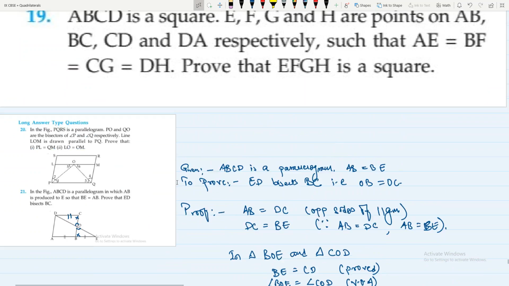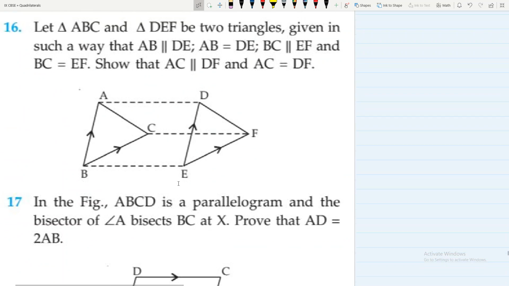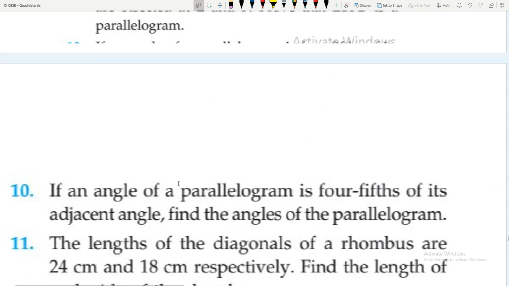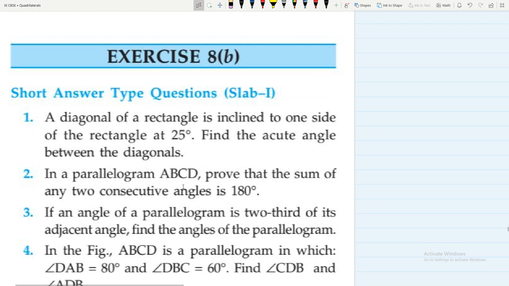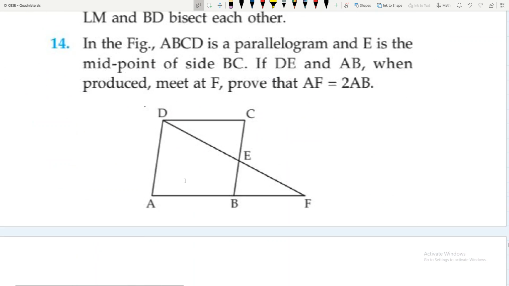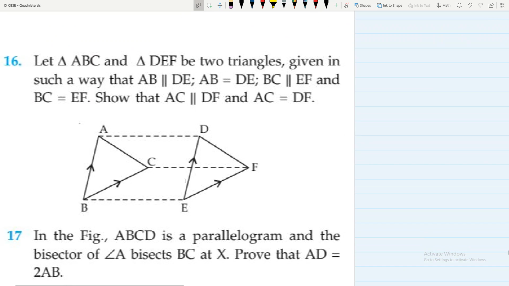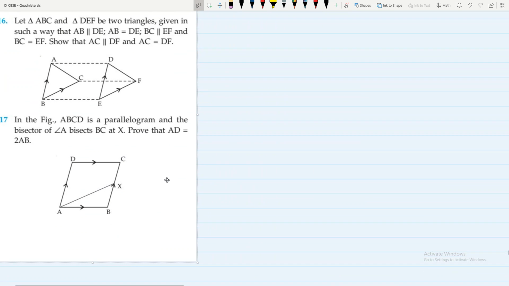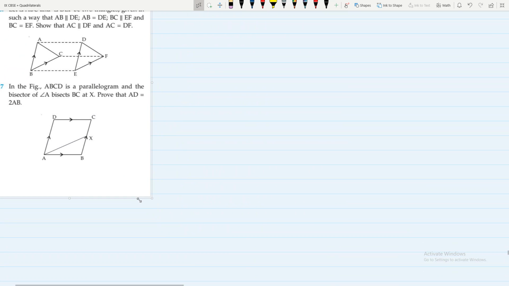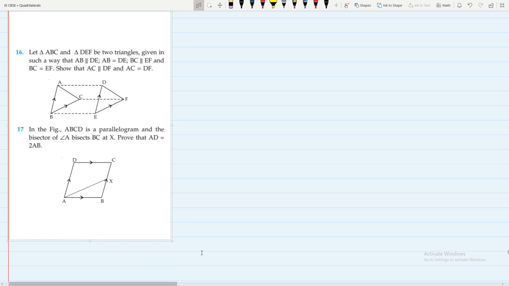Very nice. Chalo. Any other doubt in exercise 8B? Sir, question 16. Okay, let's look at question number 16. Nice question. Krishna, are you there? Yes, sir. It's your exam also, right, tomorrow? Yes, sir. So help me with question number 16. Help me write the given part, please. Sir, I also have the same doubt.